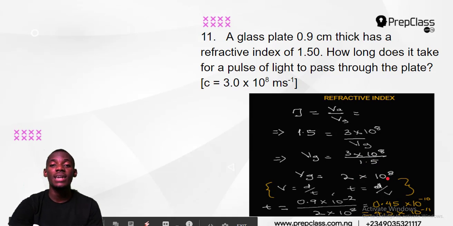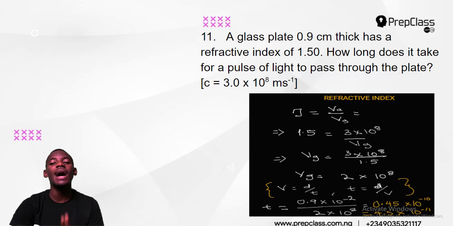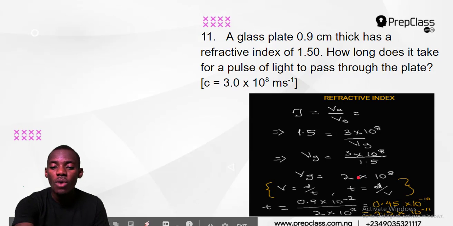But the question says how long, that's time. You must know that speed is distance over time, right? Speed is distance over time, and the distance in this case is the thickness of the glass. Now that we have gotten the speed, we have to find the time. So we'll turn the formula around. V equals d over t, and that means t equals d over v, right?